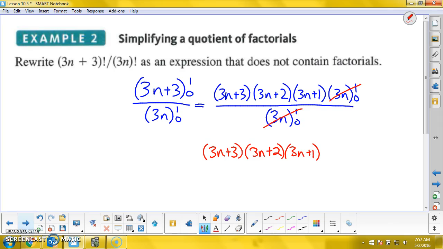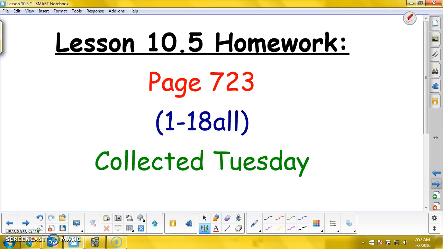So you're going to have a couple of problems like that for today's problems. So day 1 of lesson 10.5 is just going to be to do 1 through 18 all. This is going to be collected tomorrow. And then tomorrow we're going to discuss how we use these skills to work out the binomial theorem. And you'll have day 2 problems tomorrow. But I'd like you to start and complete 1 through 18 for tomorrow. Not that long of an assignment.